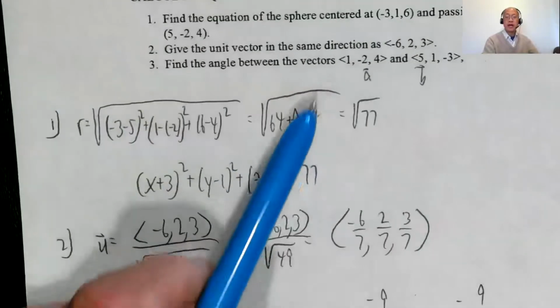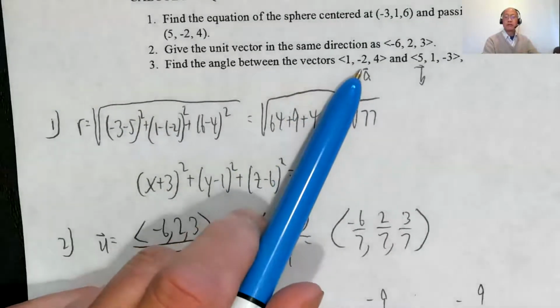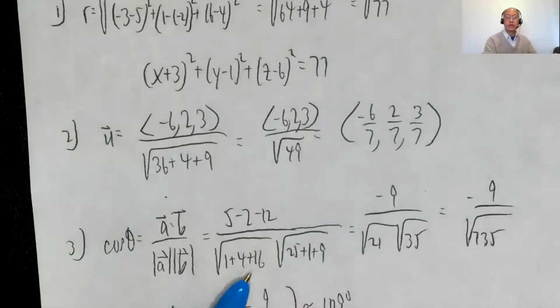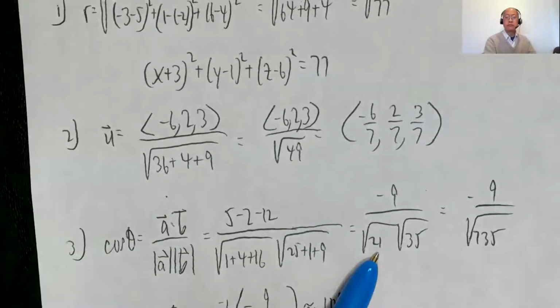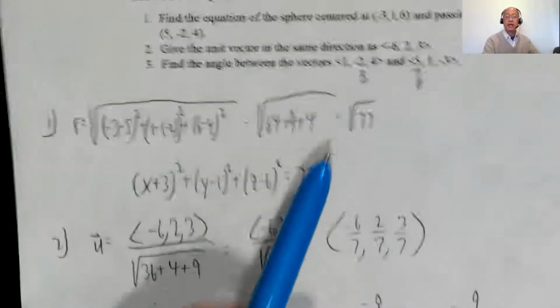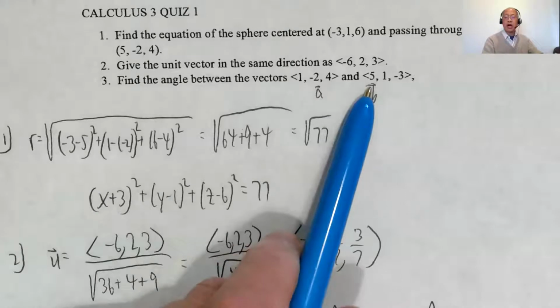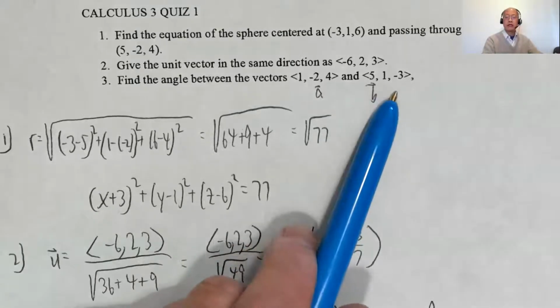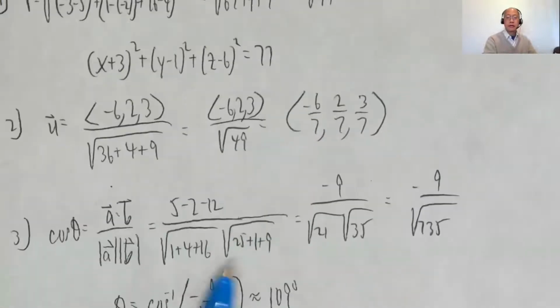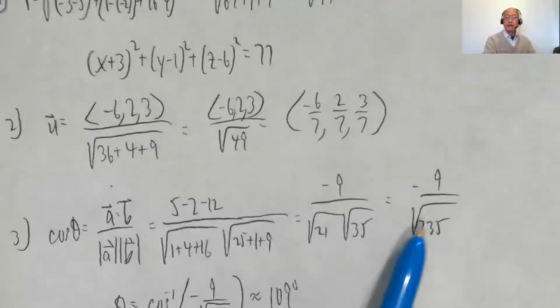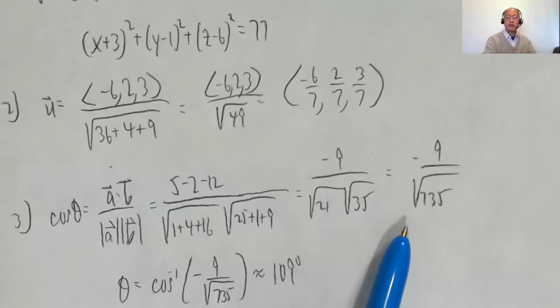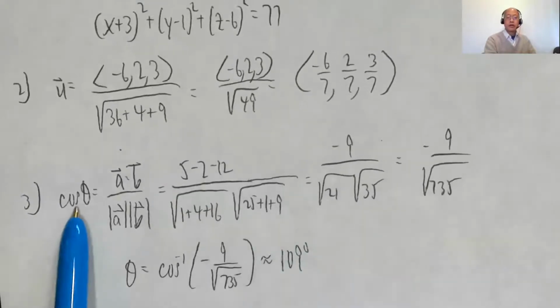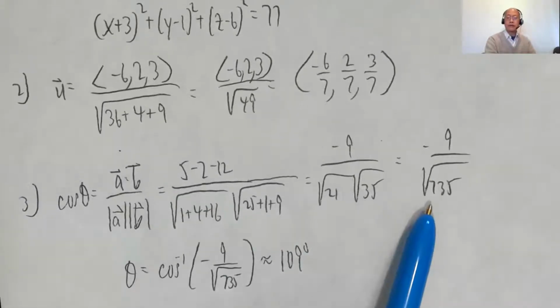So magnitude of A is the square root of 1 squared plus (-2) squared plus 4 squared. That's 1 plus 4 plus 16, which is radical 21. And the magnitude of B is the square root of 5 squared, 25, plus 1 squared, 1, plus (-3) squared, 9. And it's radical 35. So -9 over radical 735. So I have cosine theta is -9 over radical 735.